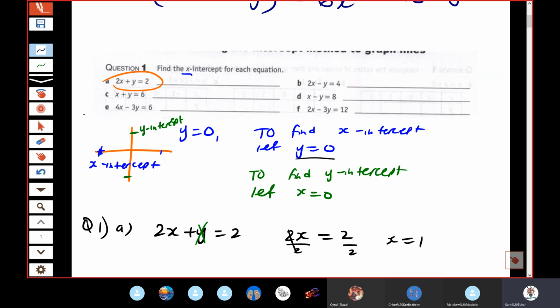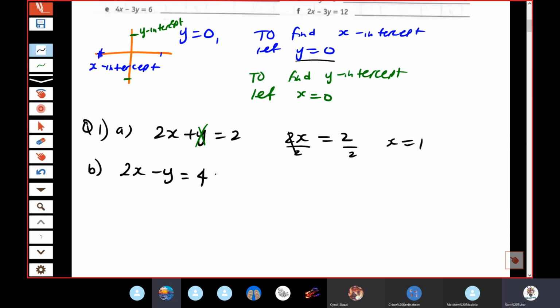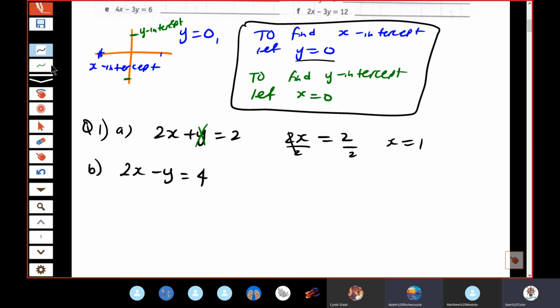Let's try another one. B. Adele, do you want to try the next one? 2x minus y equals 4. How do I find the x-intercept, Adele? You let the y equal to 0. So that means if y is 0, it's gone, right? Do you understand that logic? If something is 0, do we have it there anymore? No. Not really. So you can pretty much think of it as gone.